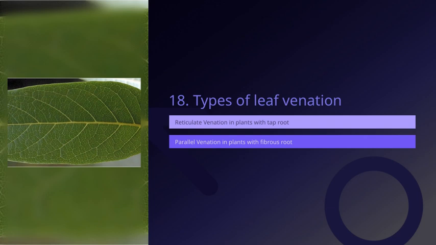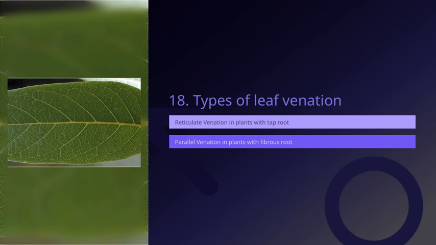On the other hand, we have parallel venation, which is typical in plants that have a fibrous root system. In these plants, the veins run parallel to each other from the base of the leaf to the tip, creating a more streamlined structure. This type of venation is often seen in monocots, like grasses and lilies, and it supports the plant's rapid growth and flexibility.